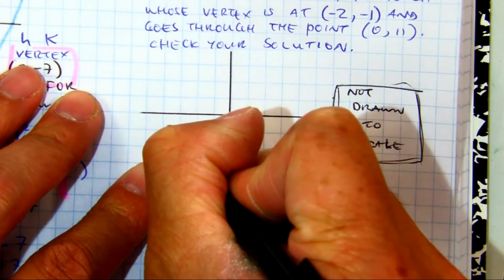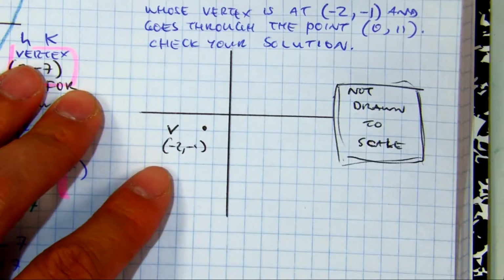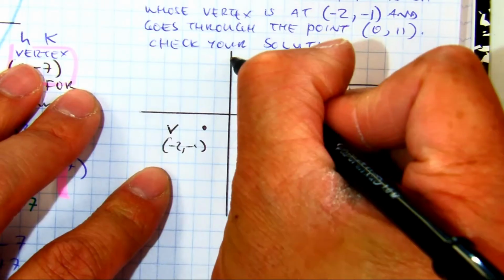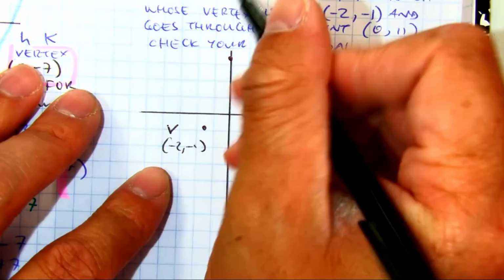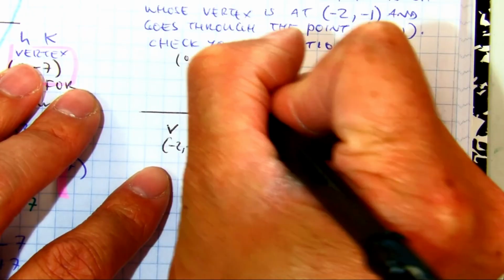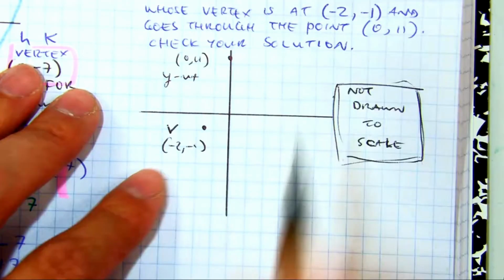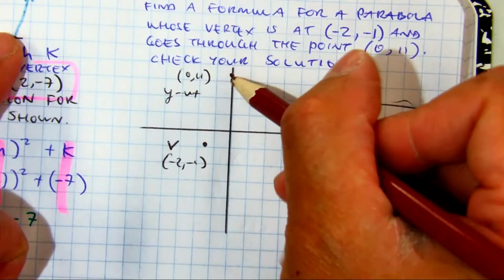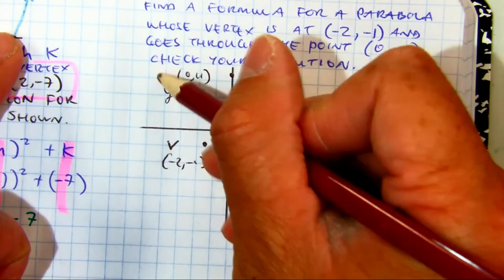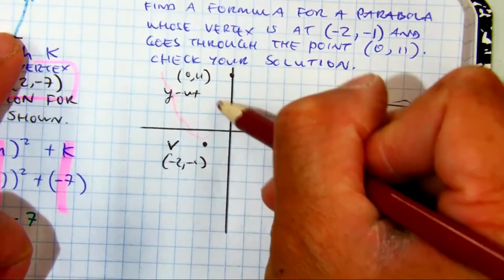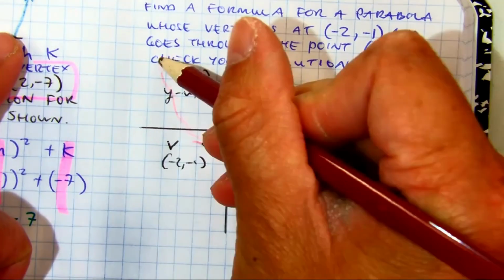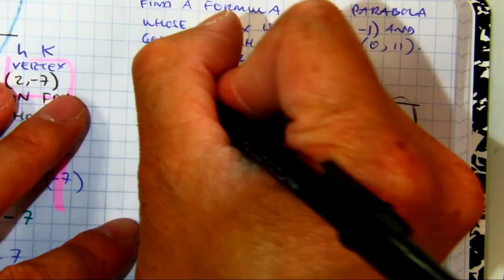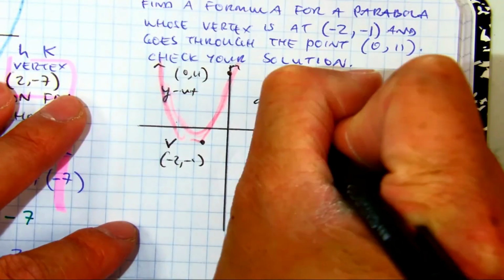This is our V for our vertex. And then it says it goes to the point 0, 11, so it goes way up here. I know that's my y-intercept. Now I'm not sure actually, I just know it kind of goes through that, right? So to make it work, then my A value is what? A is going to be positive.